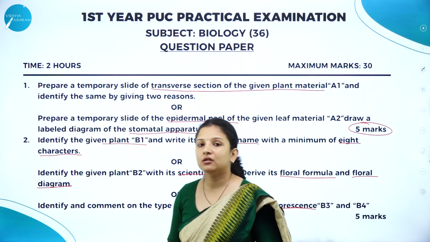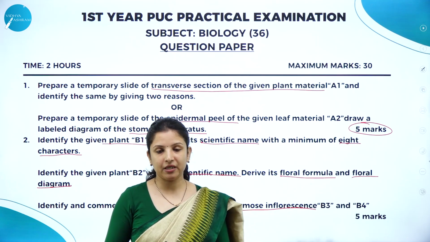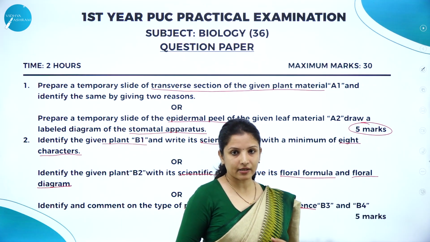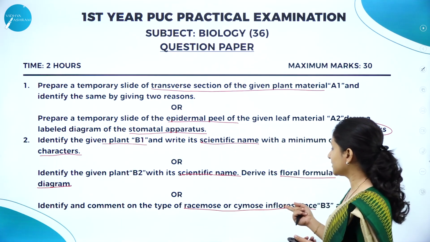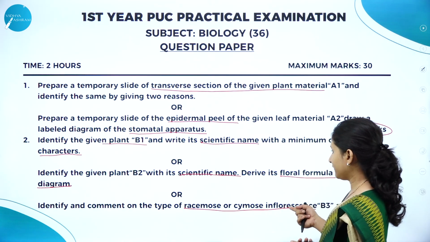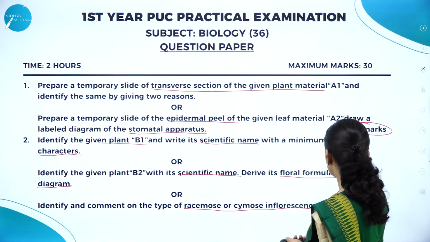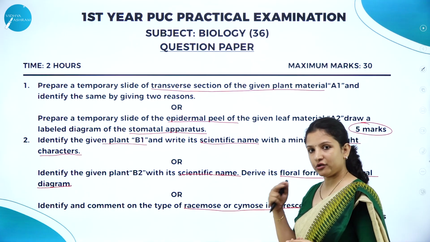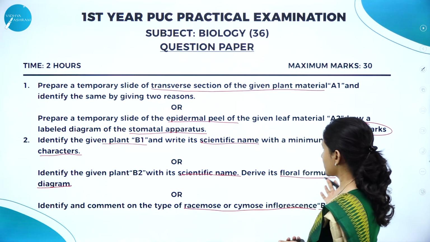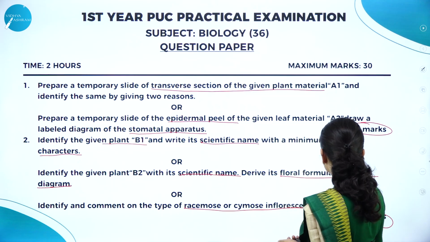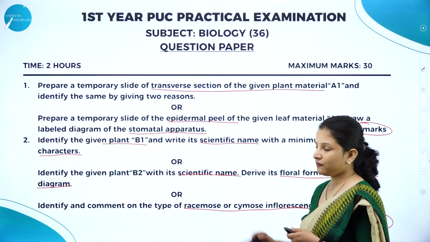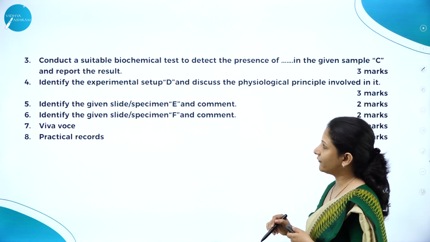I told you, right, there are different types of inflorescence present, meaning how the flowers are arranged in a plant. So here either it is racemose or cymose you have to identify, wherein 2 materials will be given, B3 and B4. 2 materials also you have to identify. So this one question will carry 5 marks. Again, this is also a chit system, wherein whichever experiment you get, that you have to perform.